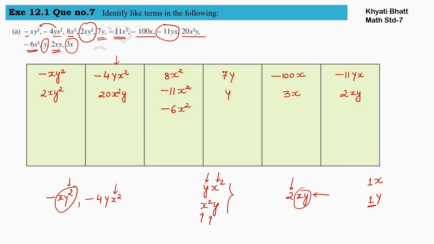So this is how we have separated like terms and unlike terms. Here if you want to mention, then we can mention it over here. These terms are carrying xy square, these terms are carrying x square y, these terms are carrying x square, these terms are for y, these are for x, and these are for xy.